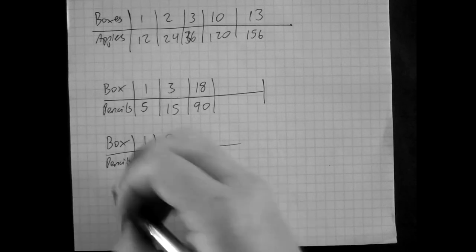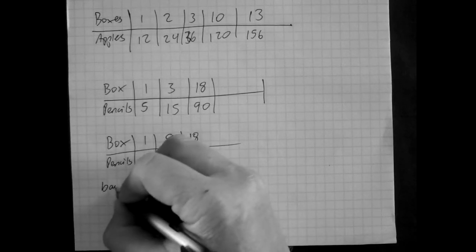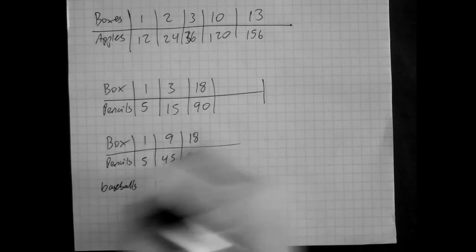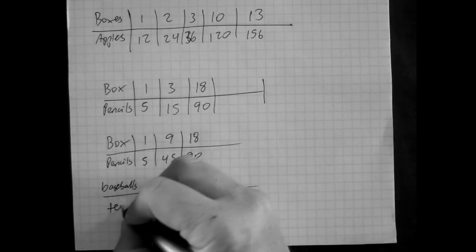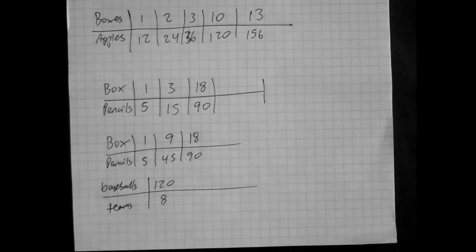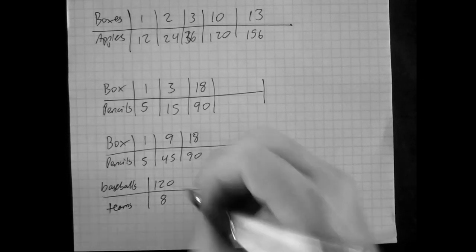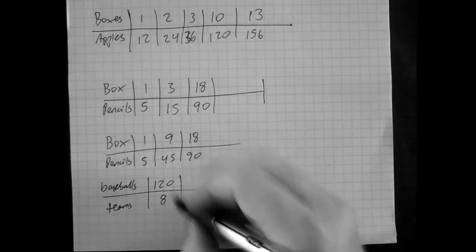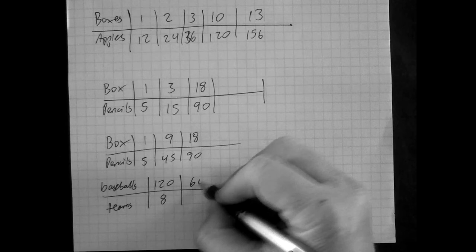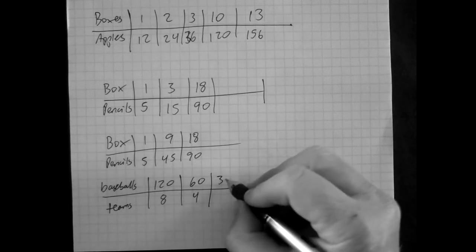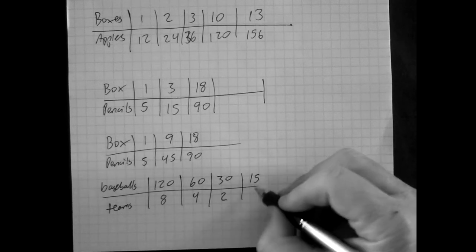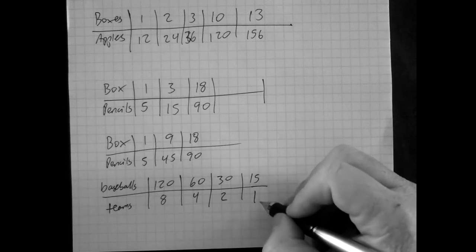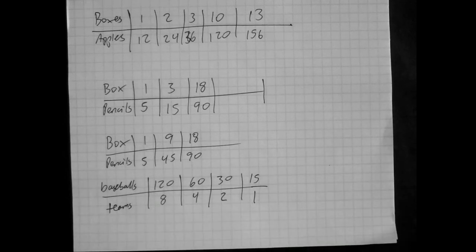Sometimes we might use division. So let's say I have 120 baseballs to divide amongst 8 teams. So 120 baseballs for 8 teams, and I want to know how many baseballs each team gets. So in this case, we want to divide, and we can start by going in halves. So there's 60 baseballs for 4 teams, and then 30 baseballs for 2 teams. So there's 15 baseballs for every 1 team. That'd be one way to solve that.